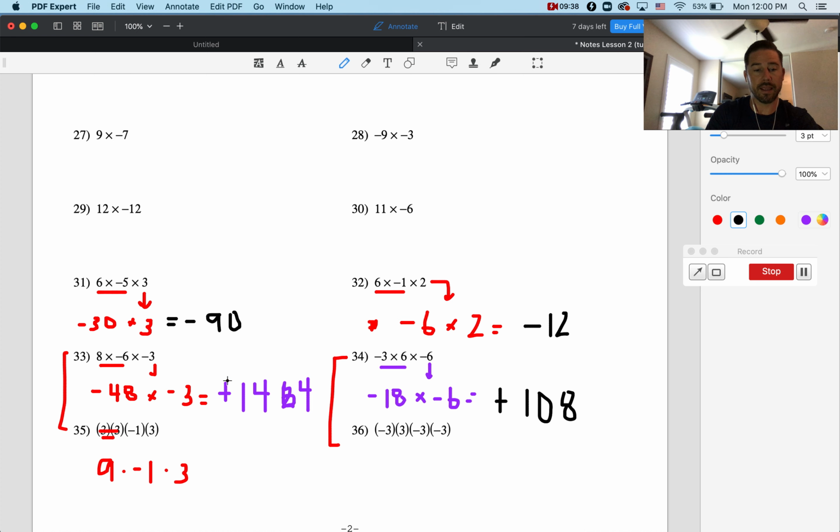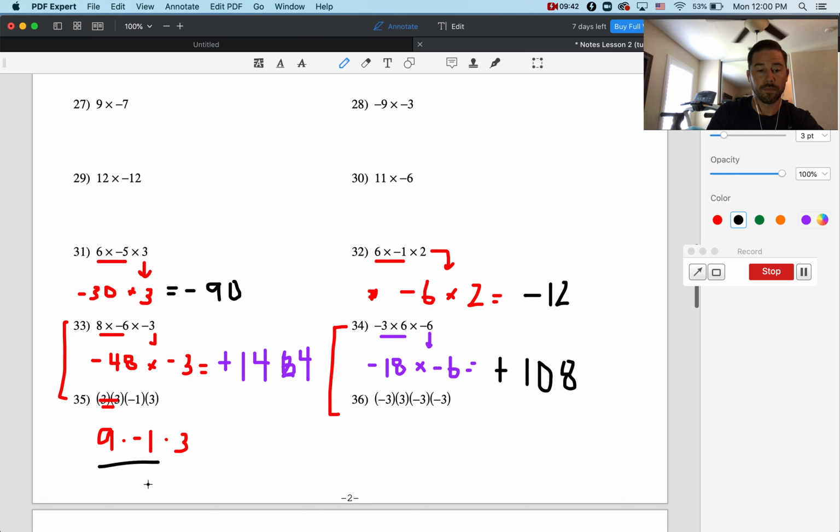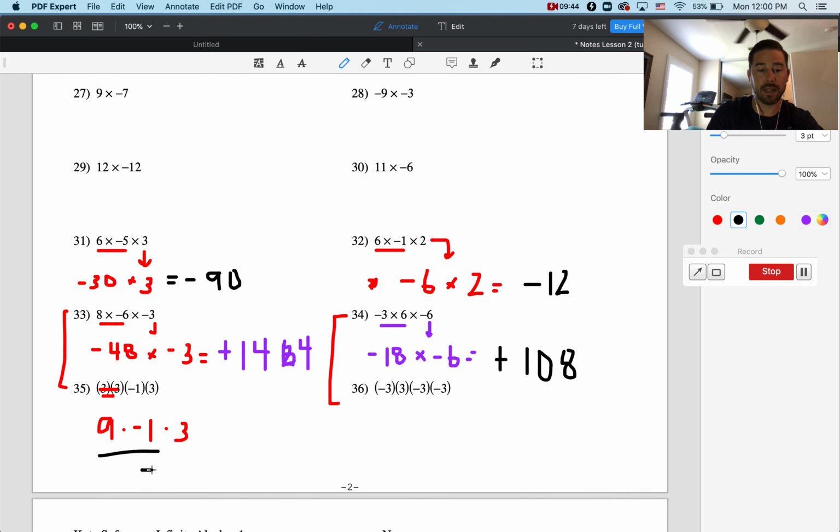Now we're going to attack again. We're going to say first 2 again. Different signs. Different signs mean it's going to be a negative. 9 times 1 is negative 9. Then we have times 3. And then what you notice here is I have different signs again, which means it's going to be negative. 9 times 3 is 27.